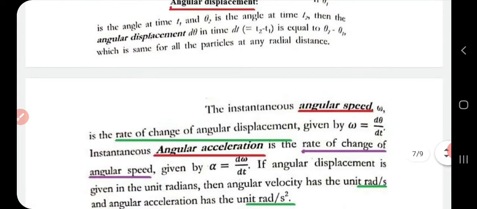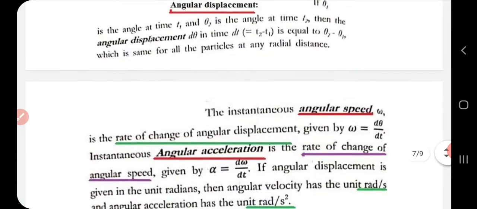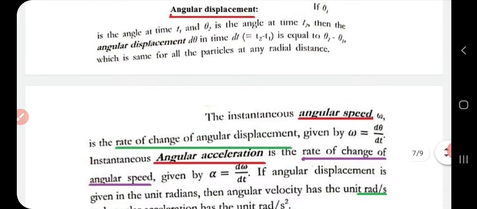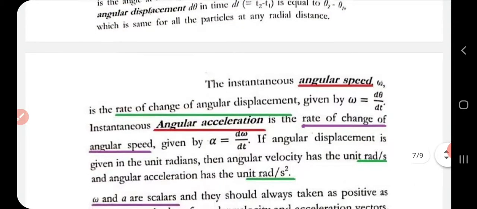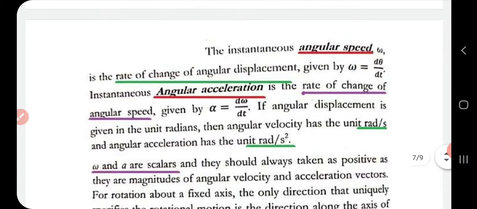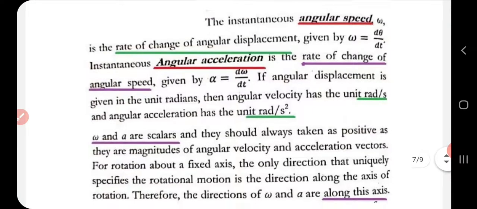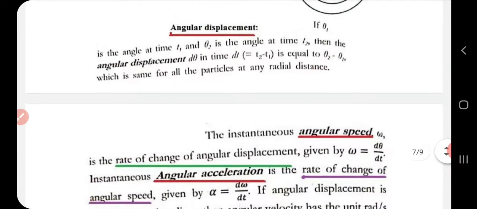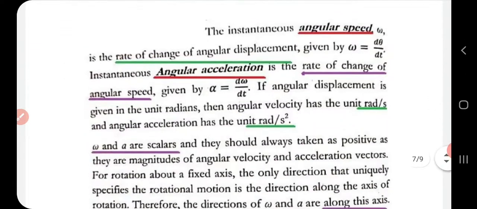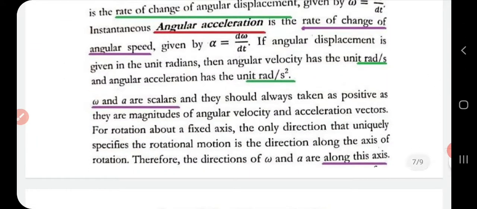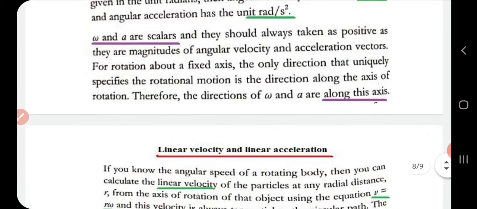So you have studied three definitions: angular displacement, angular speed and angular acceleration. Unit of angular displacement is radian, whereas that of angular speed is radian per second and that of angular acceleration is radian per second square. So study those definitions, the expressions and the units of these three terms. Now here the angular speed and angular acceleration should always be taken as positive and their direction is along the axis.